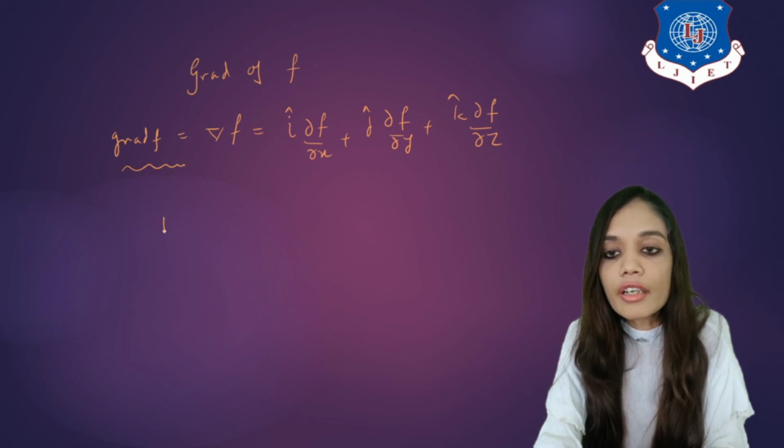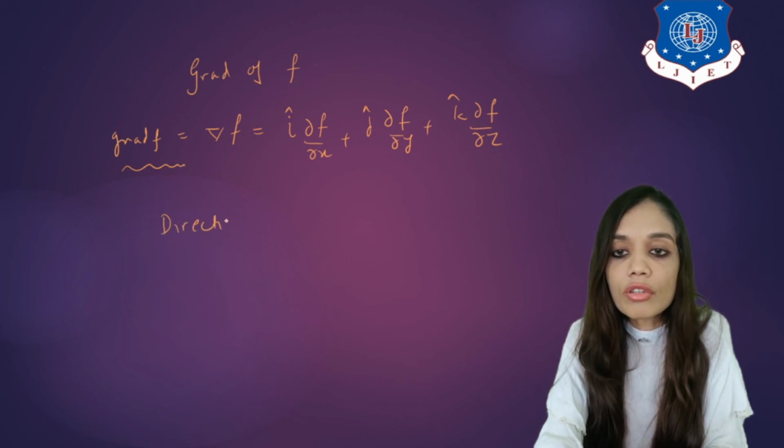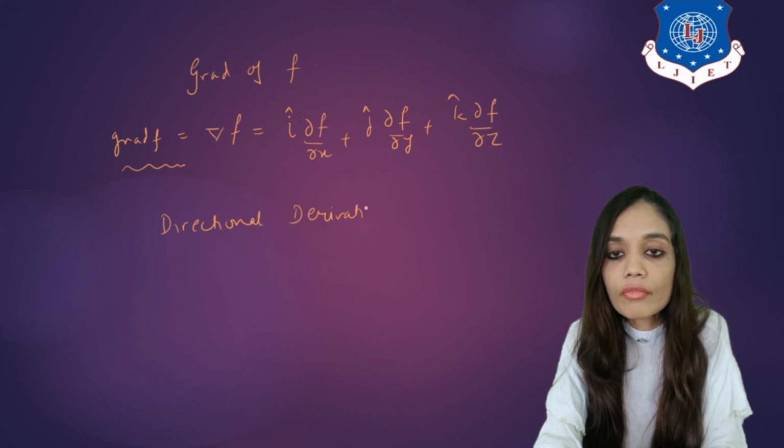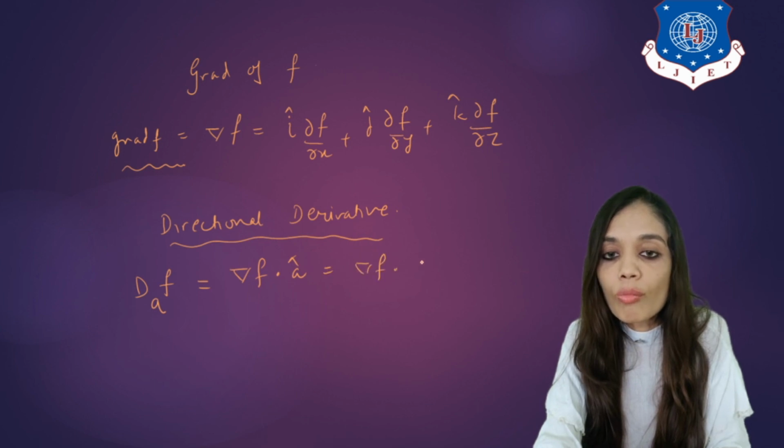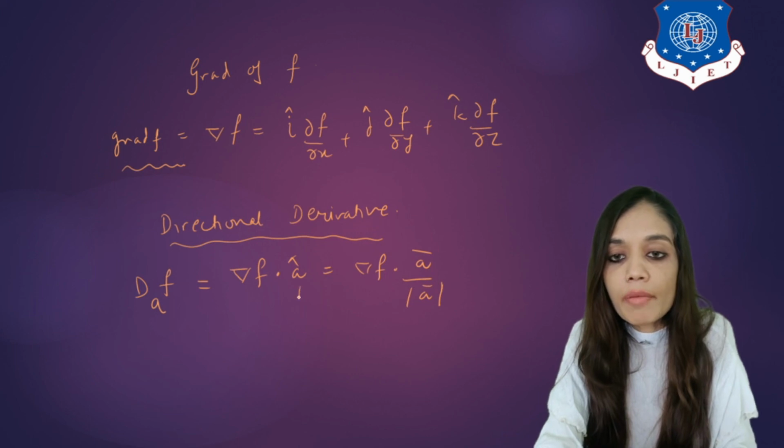Next, you have studied directional derivatives. So the formula is: directional derivative of f in the direction of a is given by gradient dot a cap, where a cap will be equal to a bar upon mod a bar, right? And a cap is known as the unit vector.